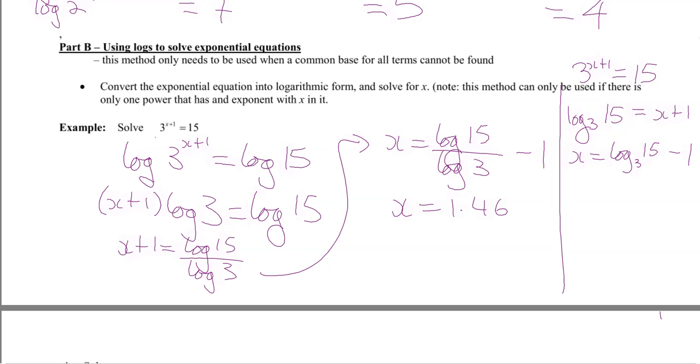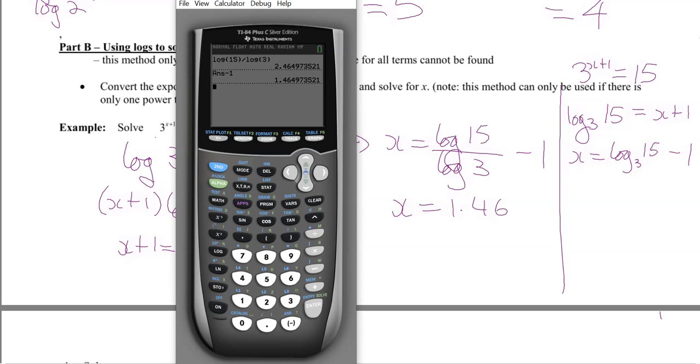Now, if you have the older calculator, it's going to look exactly like this. This is what you're going to have to do. So from here, it's log 15 divided by log 3 minus 1. That'll work on any calculator. On a newer calculator, you can just go alpha F2, log base 3, 15, minus 1, and hit enter.